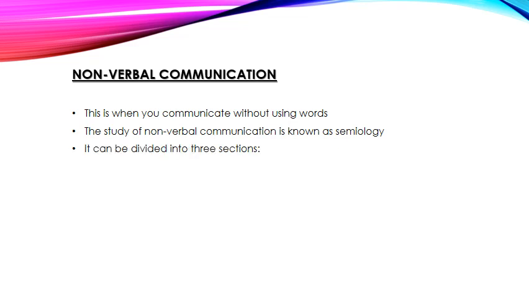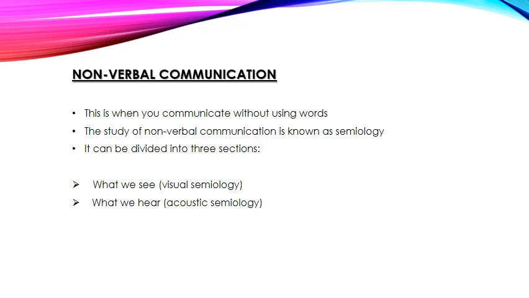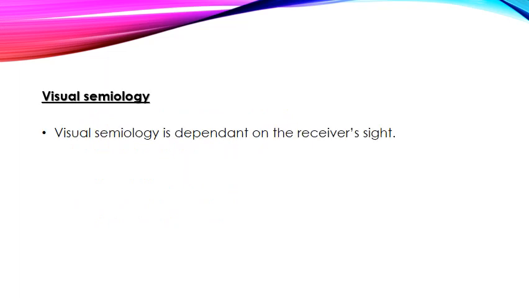And semiology can be divided into three sections. What we see, which is known as visual semiology. What we hear, which is acoustic semiology. And what we touch, tactile semiology. So see, hear, and touch, those three senses are used together with words to get the message across effectively. So let's jump into visual semiology, what we see.